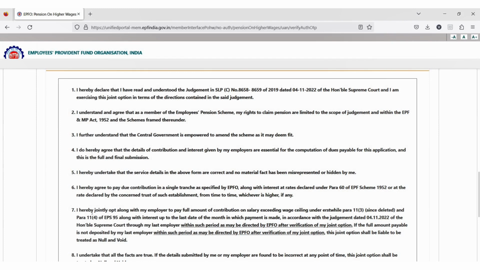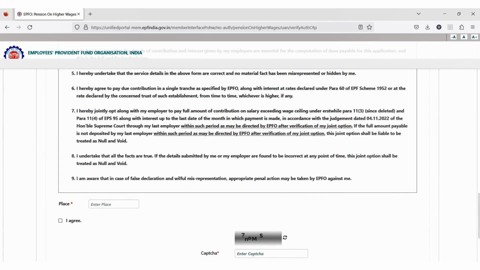Sixth, I hereby agree to pay the due contribution in a single tranche as specified by EPFO along with interest at rates declared under Para 60 of the EPF Scheme 1952 or at the rate declared by the concerned trust of such establishment from time to time, whichever is higher, if any.